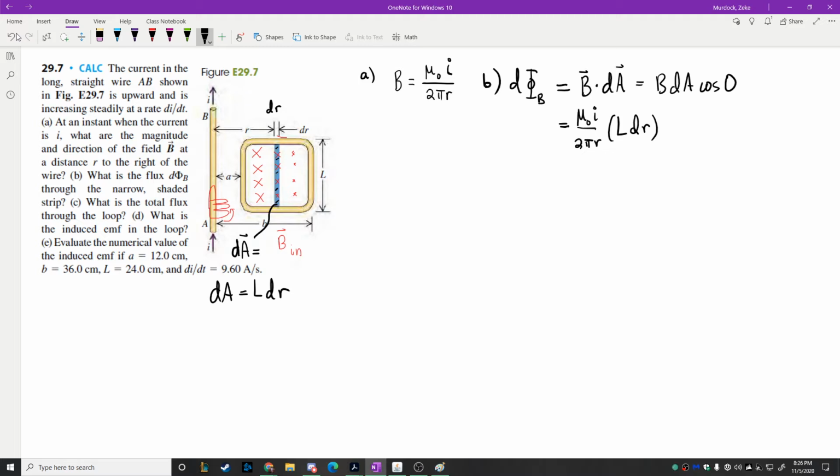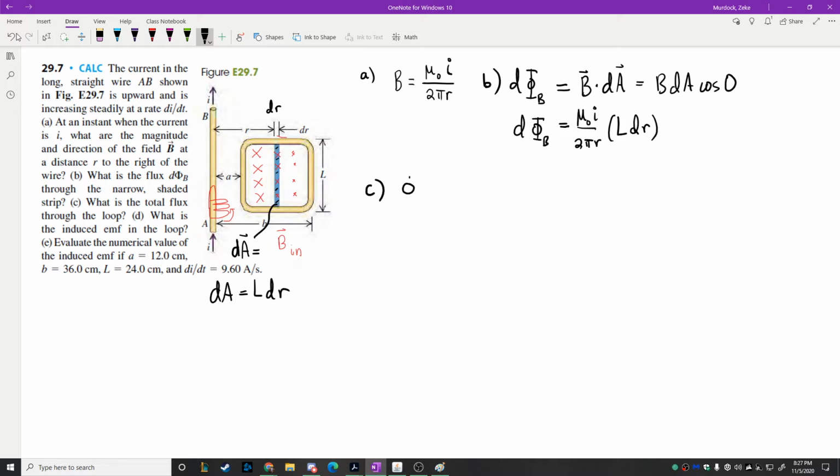So there we go. That's the magnetic flux just through that strip. Part C says, what is the total flux through the loop? Before I move on to that part, does anyone have any questions about part A or part B? Okay, in that case, part C says, what is the total flux through the loop?